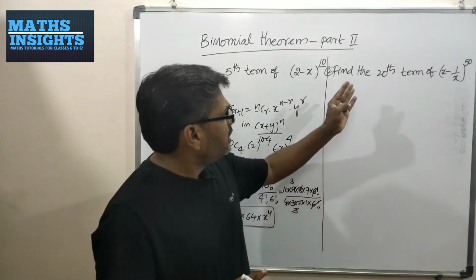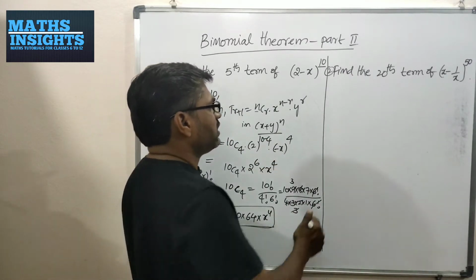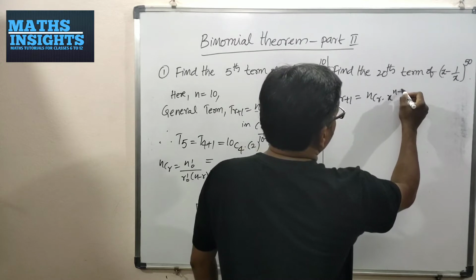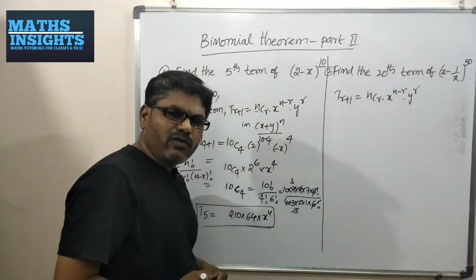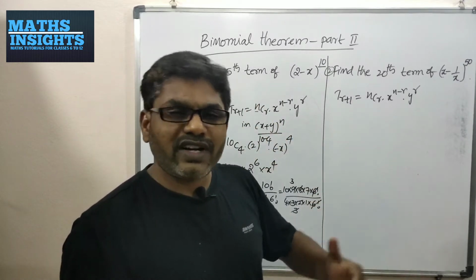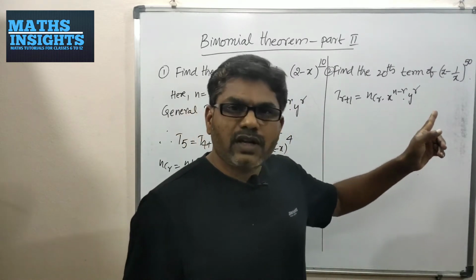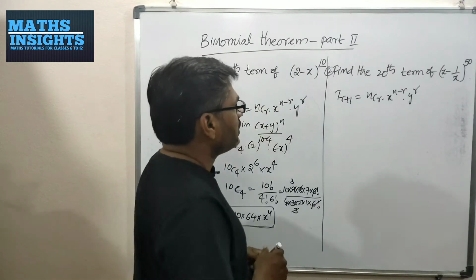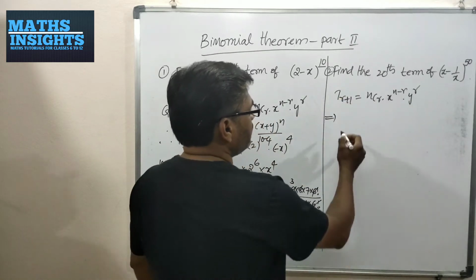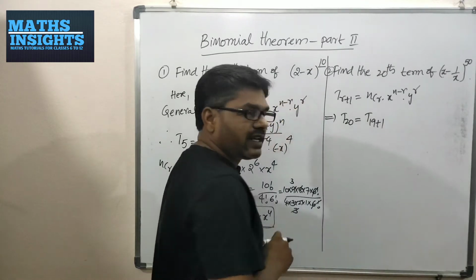Similarly, they are asking the 20th term of x minus 1 by x whole power 50. So, I am writing the general term, that is again nCr into x power n minus r into y power r. This formula is very important in binomial expansion. Whatever the type of problem you are dealing with, you have to know this formula. Otherwise, you will be in difficulty. Now my n value is 50. They are asking the 20th term, meaning I will write T20. T20 can be written as T19 plus 1.